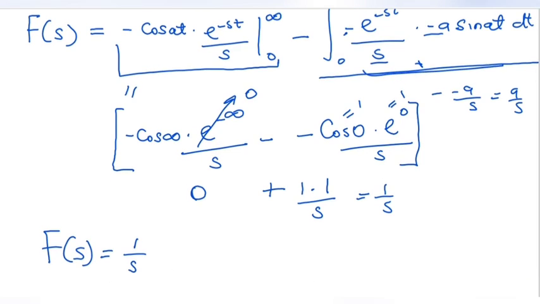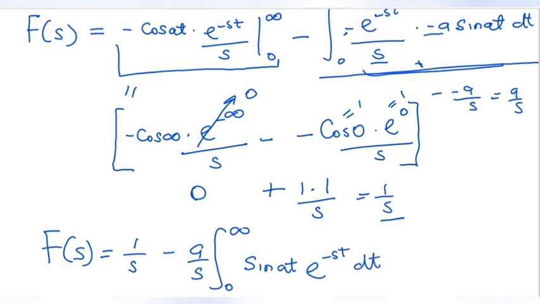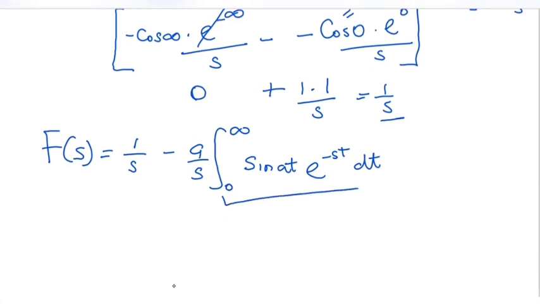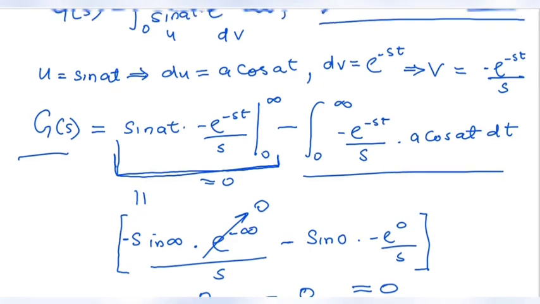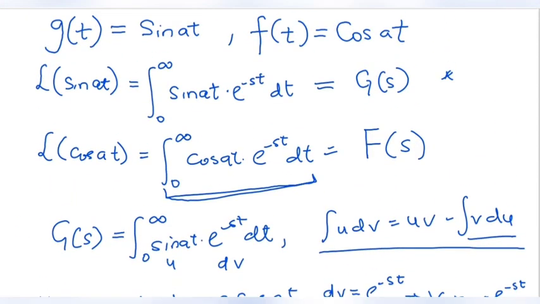So if we do that, we're going to have our f of x will be 1 over x, then minus a over x into the integral from 0 to infinity. We can write it sine first, sine at e to the negative st dt. And guys, what is this? This is what we defined as our g of x, right? If we go back up, that's what we defined as our g of x at the beginning. This is it. So this is our g of x.